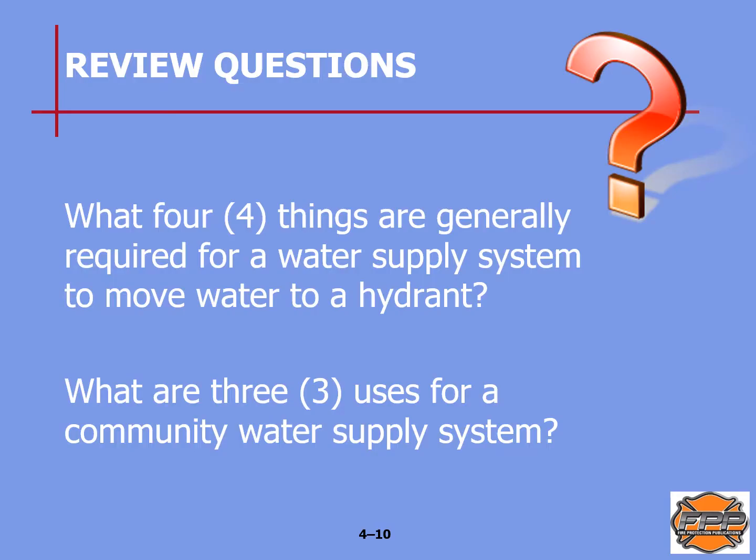So, some review questions like we've done for chapters 1 through 3. Remember, these are available. I'll give you the page number to look them up, and these will appear on future quizzes and tests. Review question 1. What four things are generally required for a water supply system to move water to a hydrant? That is on page 49 of your text. What are three uses for a community water supply system? That is on page 49 of your text.